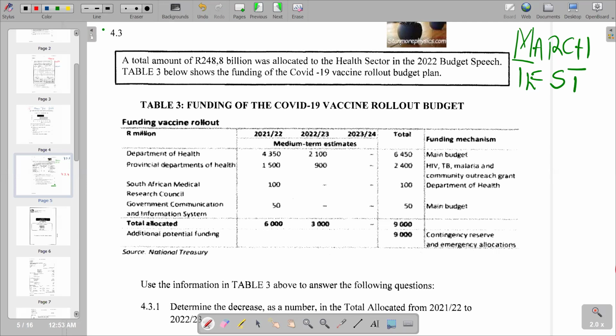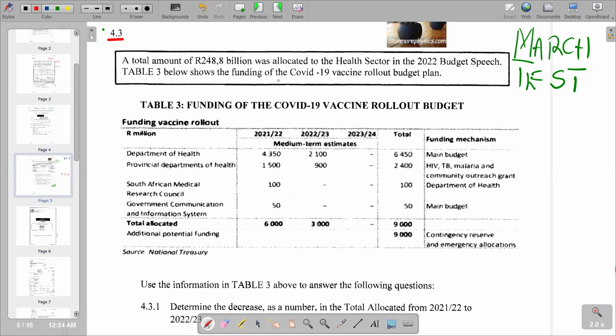In this video, we want to look at a question from a March common test. This is a question paper from March 2022. So we are going to look at question 4.3 on this question paper. Our question reads, a total amount of 248.8 billion rands was allocated to the health sector in the 2022 budget speech.